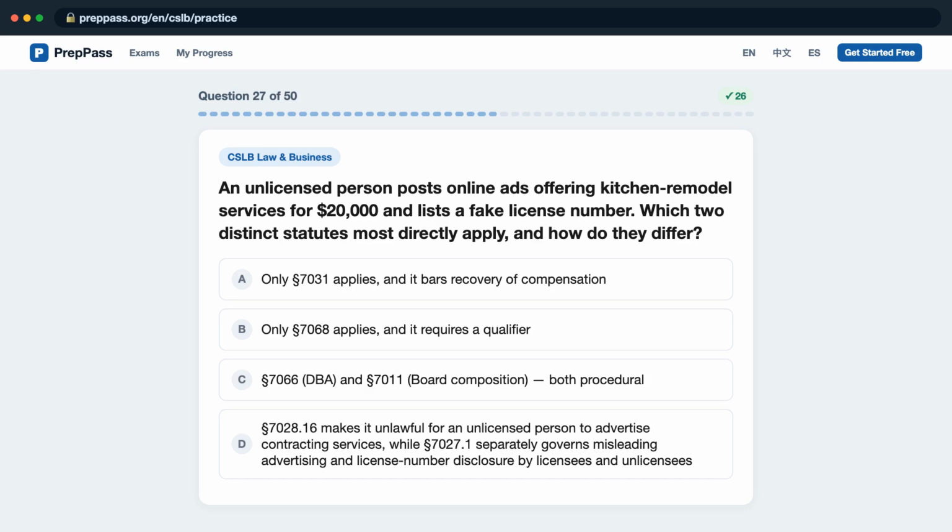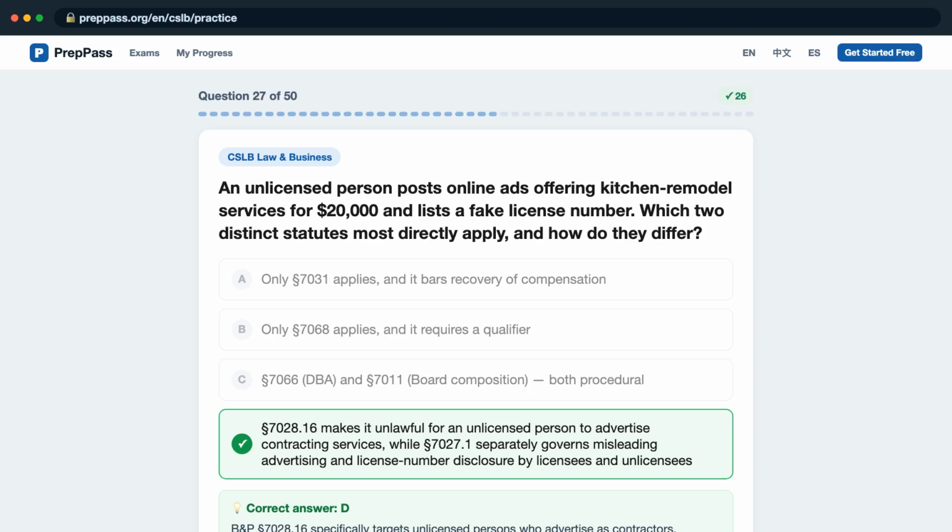D. Section 7028.16 makes it unlawful for an unlicensed person to advertise contracting services, while Section 7027.1 separately governs misleading advertising and license number disclosure by licensees and unlicensed persons? The correct answer is D. BNP Section 7028.16 specifically targets unlicensed persons who advertise as contractors, whereas Section 7027.1 governs misleading advertising and the obligation of any person, licensed or not, to disclose license status accurately. The 2 operate together to capture both the act of advertising without a license and any deceptive content.